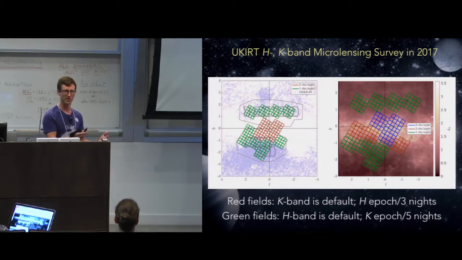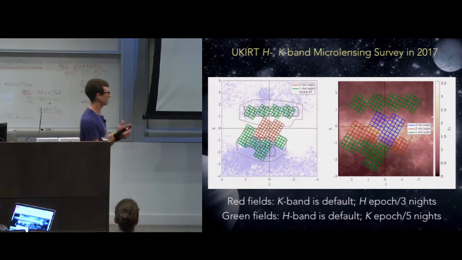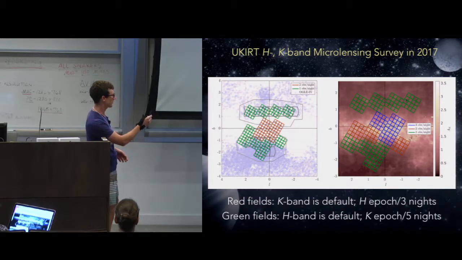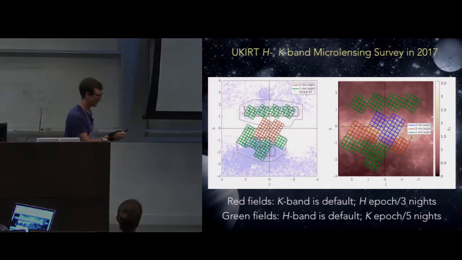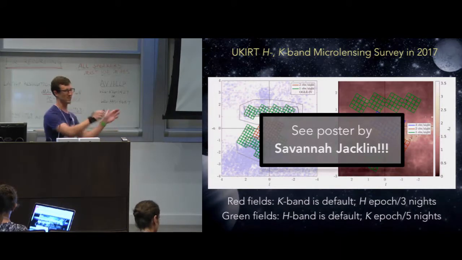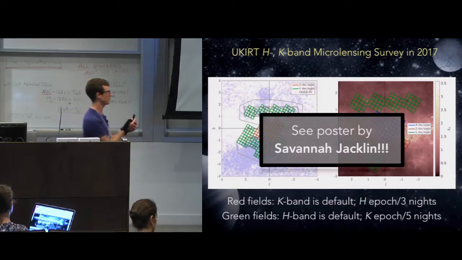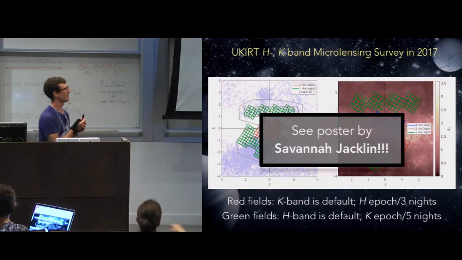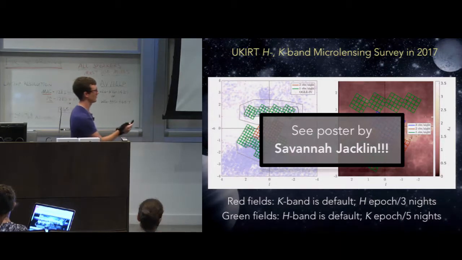There is a UKIRT survey that is ongoing in 2017. It's one or two weeks away from wrapping up. Yossi Schwarzwald is the lead for this. Here I'm showing the footprint for the 2017 survey, color-coded by cadence over here, and overlaid on a K-band extinction map over here. I'm not going to say too much more about that, and will just divert everyone's questions to Savannah Jacqueline, who gave a poster pop earlier today, and who has been working with us very hard, as she mentioned, to do a lot of the analysis of the UKIRT data from the past two years.